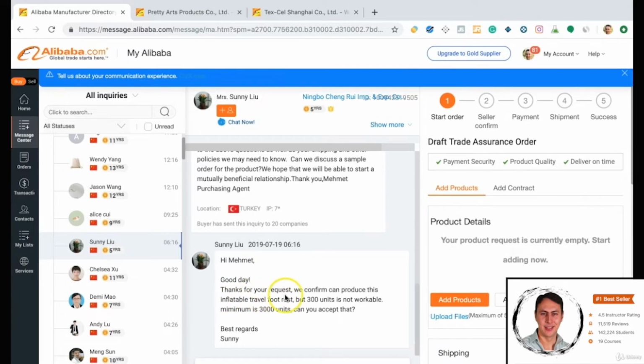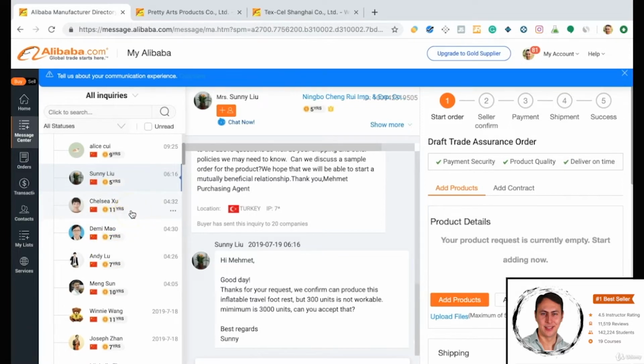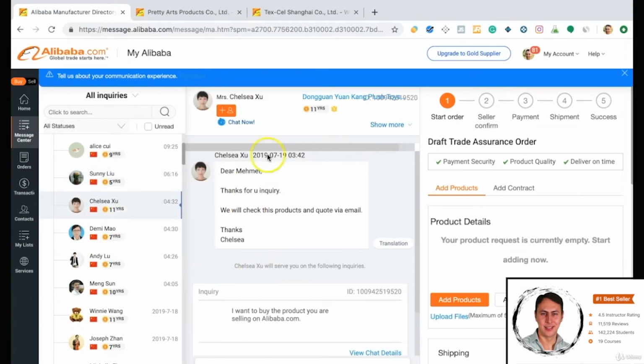This company has replied to our questions. We can produce this product, but 300 units is not workable. Minimum is 3,000 units. Can you accept that? 3,000 units is too much for us. They can ask these kinds of things. There is a minimum order quantity. I mentioned it. Some companies make the MOQ higher. Starting work with 3,000 units of products would be pretty costly. It is not reasonable to order 3,000 units of a product that you don't know if you will be able to sell or not. Let's pass to the next one.